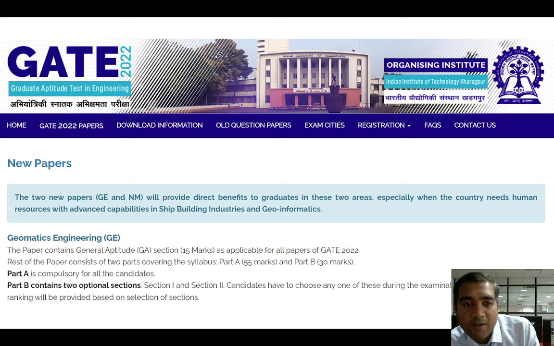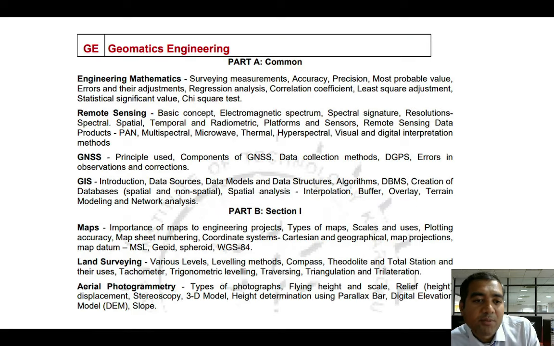Coming to another advantage of this course. Recently, from 2022, GATE has introduced a new subject called Geomatics Engineering. You can also go for this exam. Geomatics Engineering is for all the branches. Anyone can apply and get qualified in the GATE, because almost 80% of the remote sensing and GIS syllabus is similar to the syllabus in GATE Geomatics Engineering. This is the syllabus.